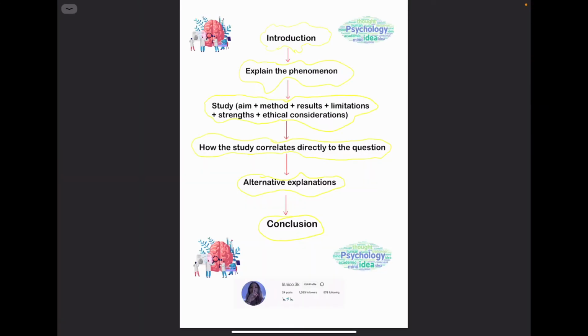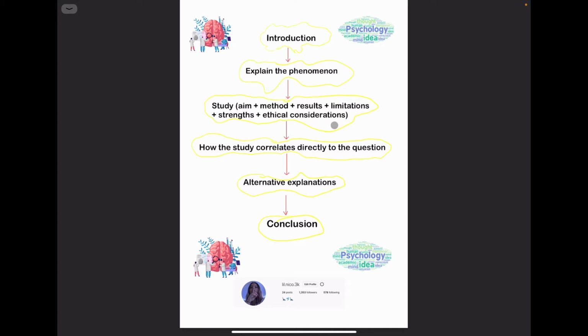In paper 1, we have 3 short answer questions and 1 long answer question that we have to answer. So here is a template of how you could structure your answer. You could have an introduction where you explain the phenomenon and anything you learned about it that could give us some relevant context. Then we should present a study with an aim, method, results, limitations, strength, and ethical considerations.